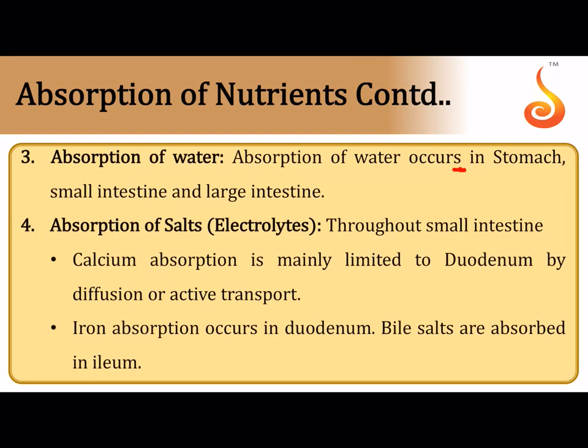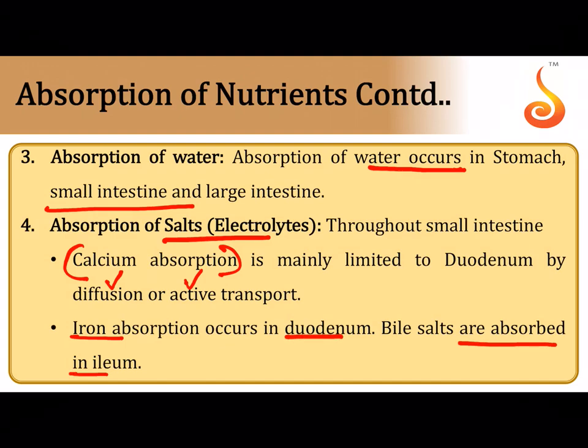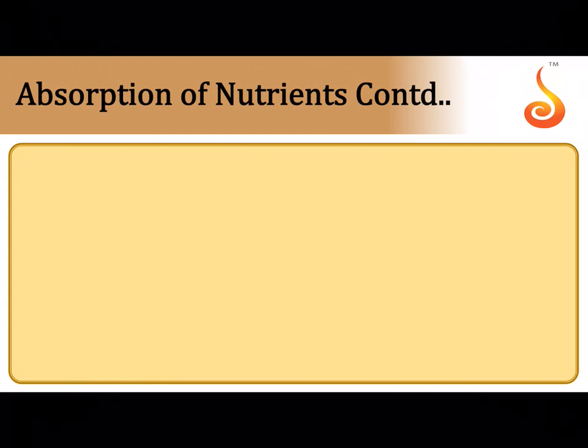Absorption of water occurs by simple osmosis. Water moves from dilute solution to concentrated solution. That's how water moves from the lumen to the mucosal cell, from the mucosal cell to the blood capillary. Absorption of salts or electrolytes. Mostly calcium absorption happens in the duodenum. It may happen either by simple diffusion where ATP is not used, or by active transport, that is, ATP is used. Iron absorption takes place in the duodenum, and bile salts, if there are any remaining in the food, because bile salts, like we saw, are the ones secreted by the bile juice, they are reabsorbed into the blood and sent back into the liver in the ileum. Okay.